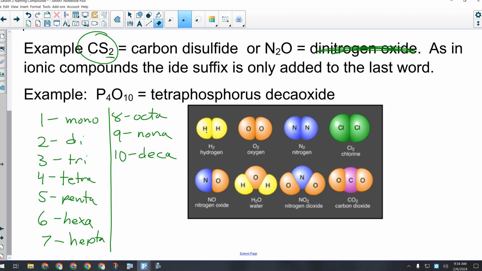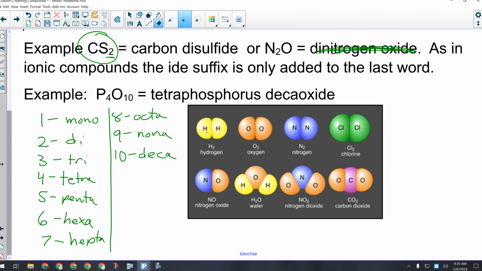So those are the molecular elements, not to be confused with molecular compounds. That's why we're bringing it up now. A molecular element is a molecule, but it's only made of one element. A molecular compound is a molecule made of 2 or more elements. Everyone follow the difference?